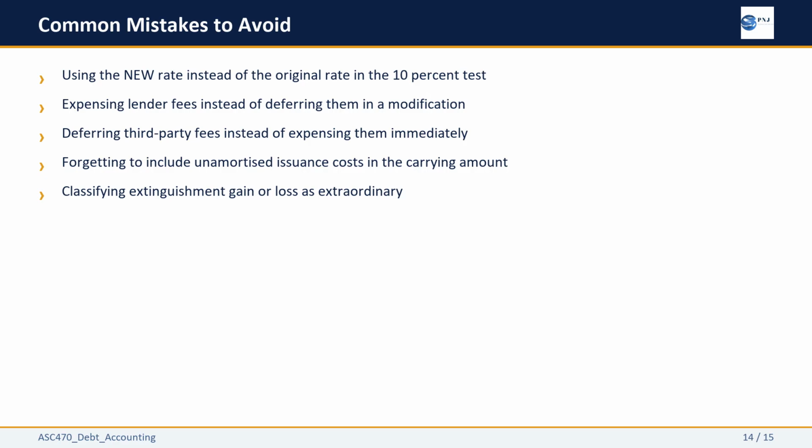And finally, labeling an extinguishment item as extraordinary. That category no longer exists under US GAAP. Each of these errors can result in a material misstatement.